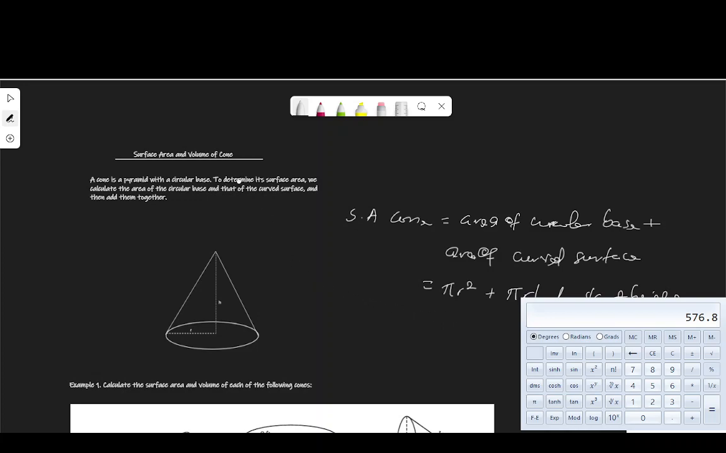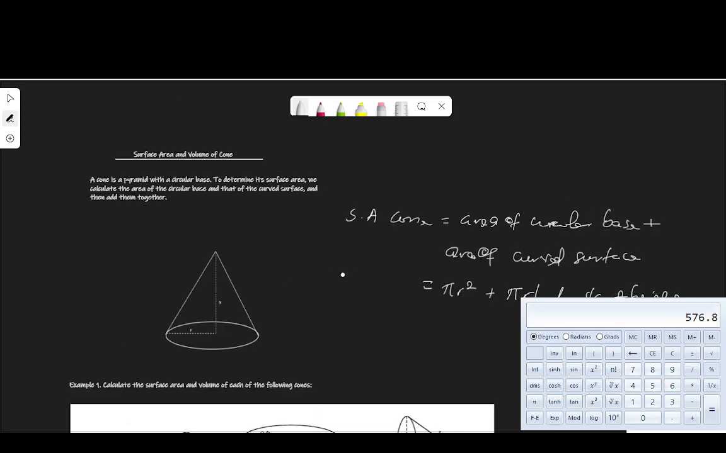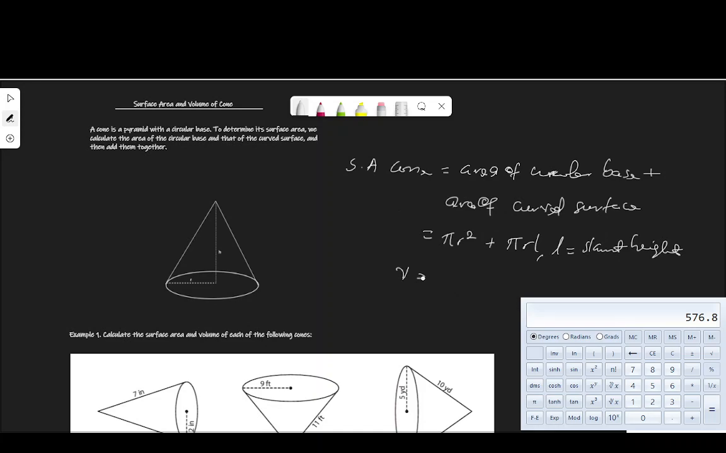While volume, on the other hand, from our previous lesson we learned volume of a pyramid. A cone is also a pyramid. And to get the volume of a pyramid, we multiply the area of the base by the perpendicular height. 1/3 of the area of the base multiplied by the perpendicular height to give you the volume of any pyramid. So cone being an example of a pyramid, the volume will be 1/3 multiplied by base area, as the area of the circular base, multiplied by the perpendicular height.